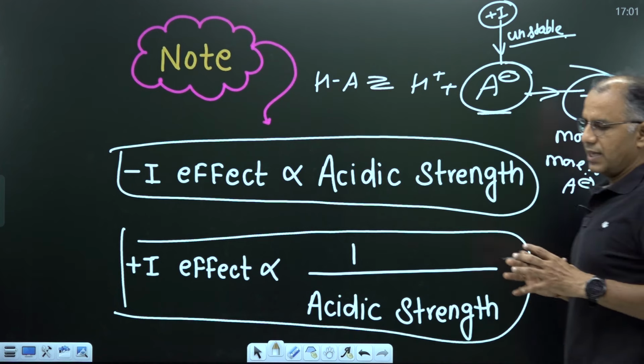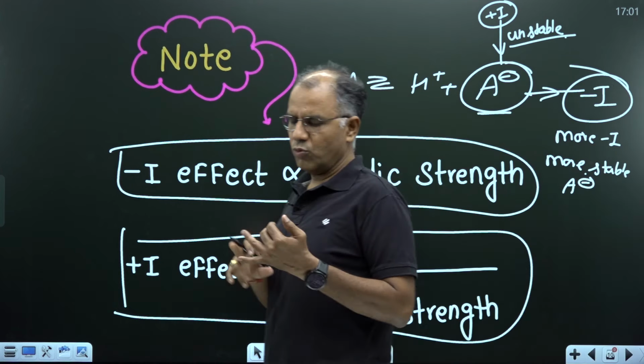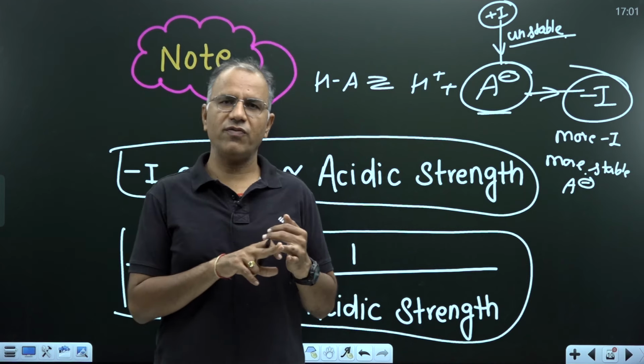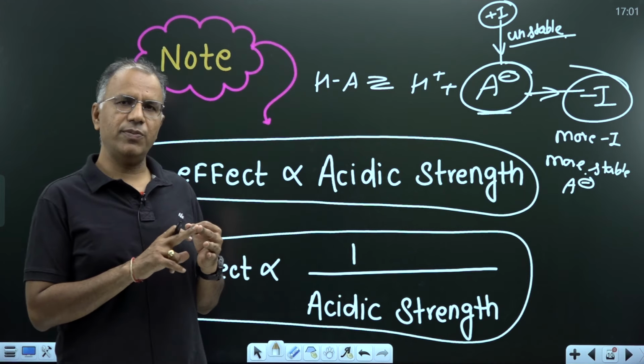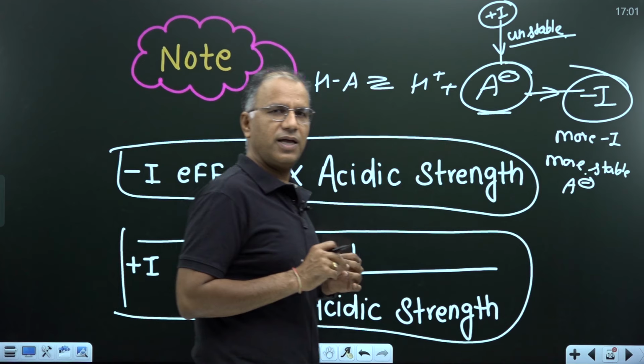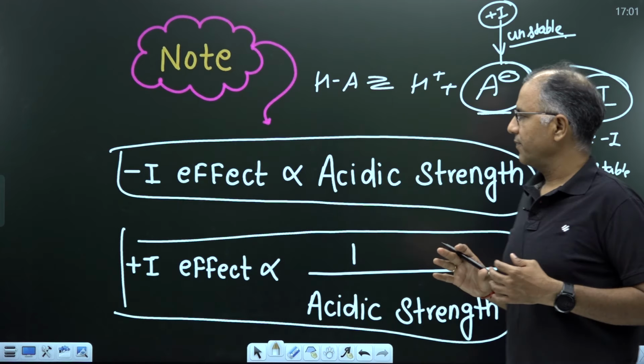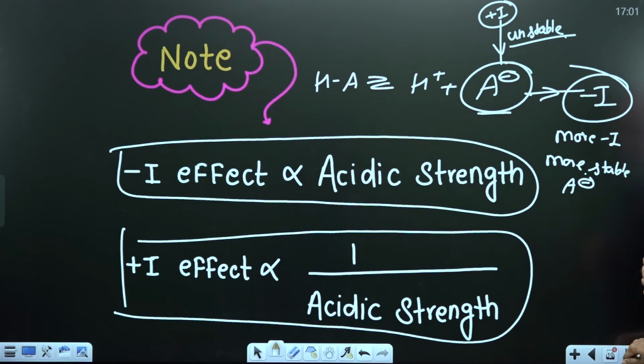To summarize, acids are those which give H plus ion. More stability of A minus, more equilibrium forward, more is the acidic strength. Ka is directly proportional to acidic strength, and pKa is inversely proportional to acidic strength. So, these are the basics of acid.